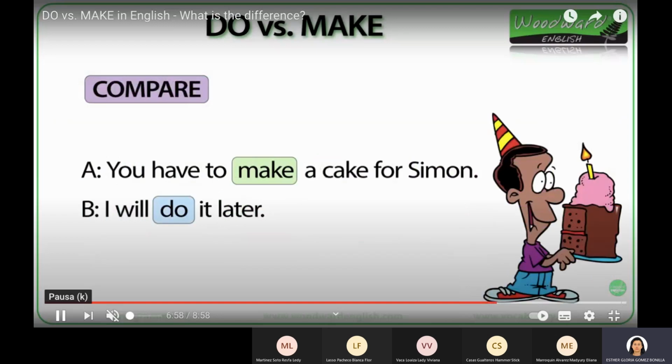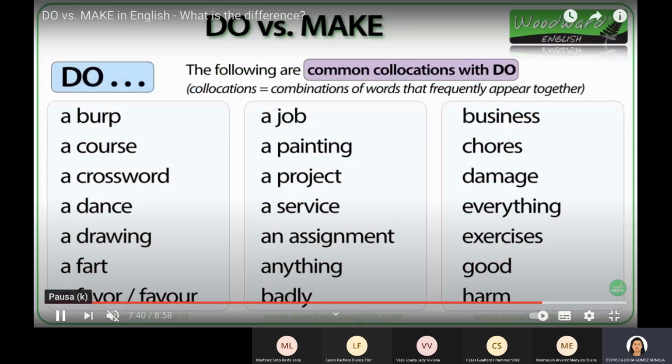And now we are going to compare. When do you use make and when do you use do later in this conversation? You have to make a cake for Simon. Make, that is to produce, yes, a meal. And I will do it later. Do it refers to behavior, ¿no? Ese ya se referiría a un comportamiento. Ahí por eso tú utilizas I will do it later. Okay? So make in the first case because it's a meal, is something to eat, refers to food. In the second, I will do it later because it refers to the behavior.